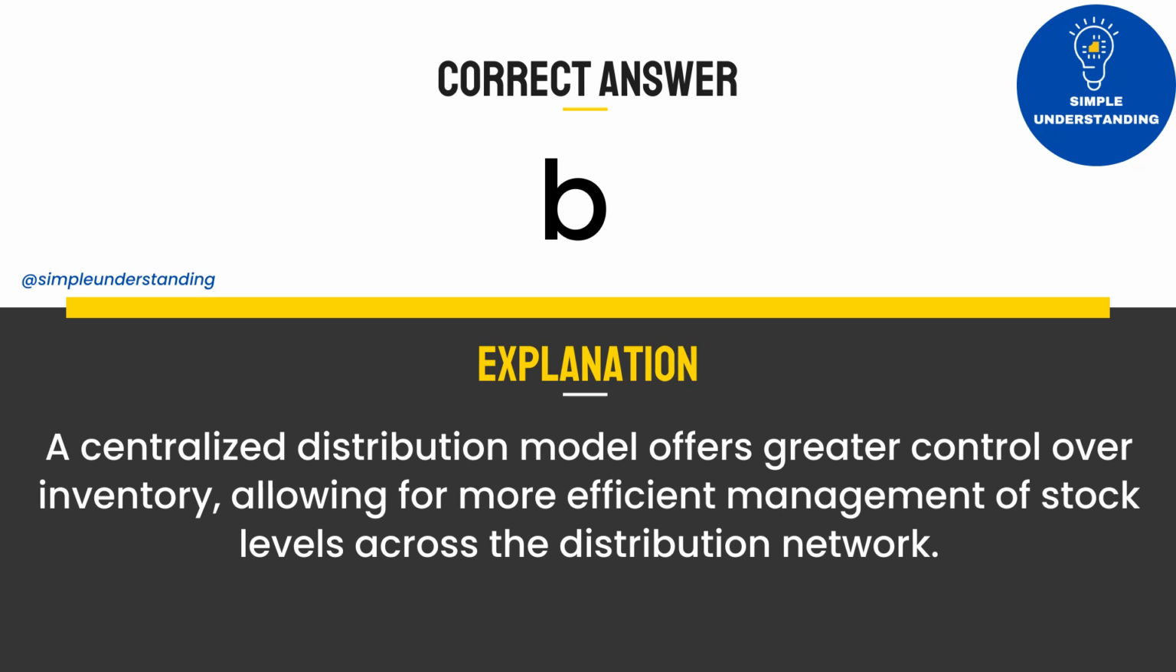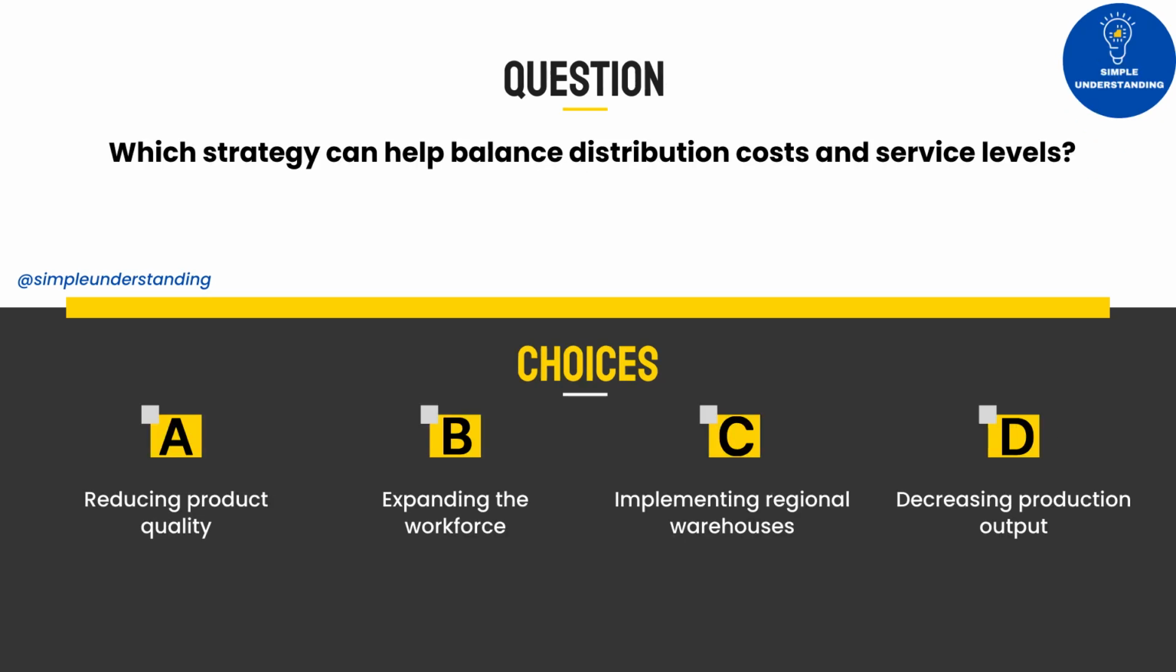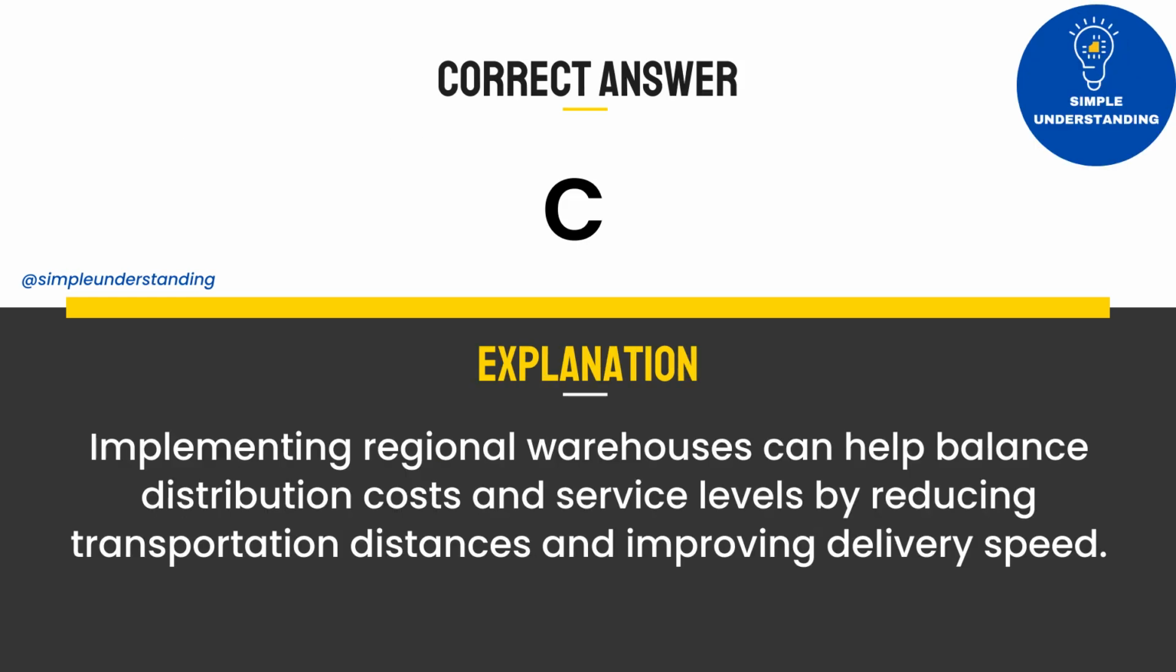A centralized distribution model offers greater control over inventory, allowing for more efficient management of stock levels across the distribution network. 4. Which strategy can help balance distribution costs and service levels? A. Reducing product quality. B. Expanding the workforce. C. Implementing regional warehouses. D. Decreasing production output. Correct answer, C. Overall explanation. Implementing regional warehouses can help balance distribution costs and service levels by reducing transportation distances and improving delivery speed.